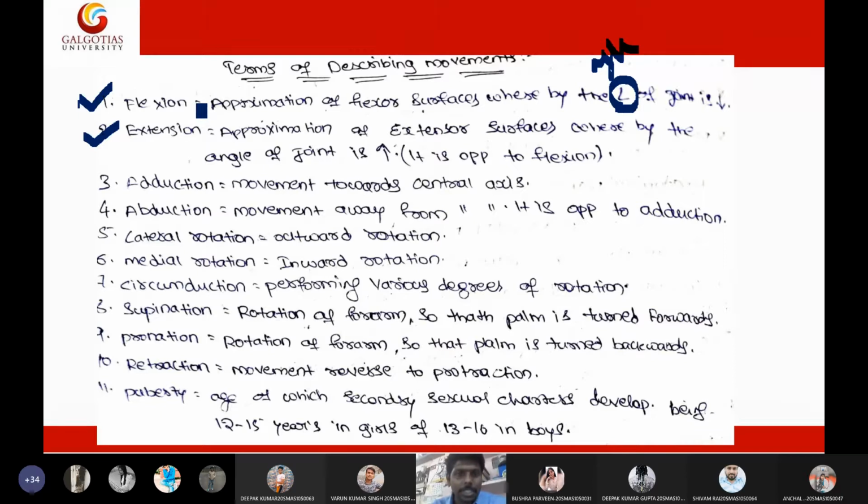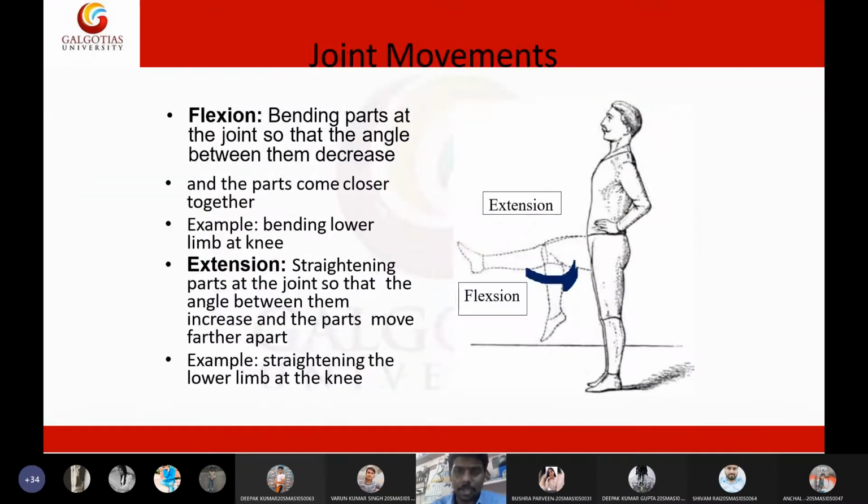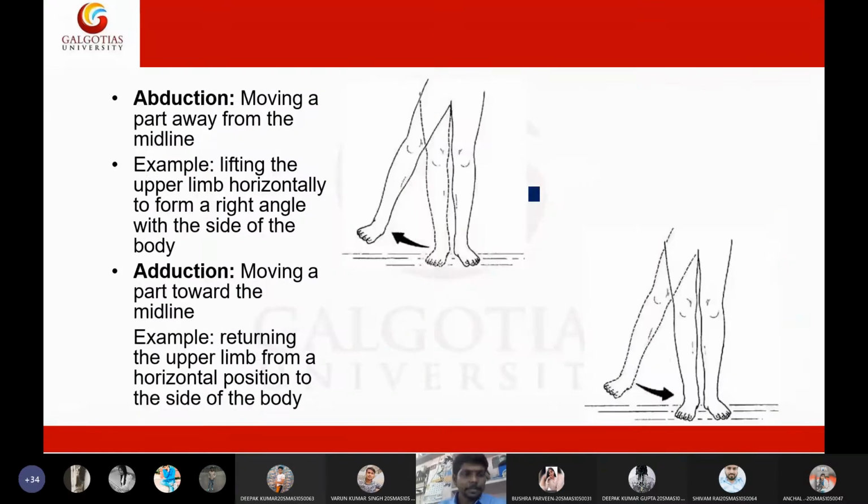Then third one is abduction. Abduction means moving towards the central axis. I will show you a diagram here. See, if you are bringing your leg to the center, the central axis means this one. So if you are bringing any limbs towards the central axis, this is called abduction. Okay.